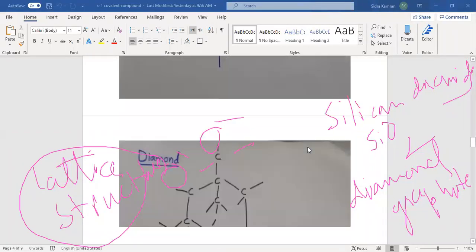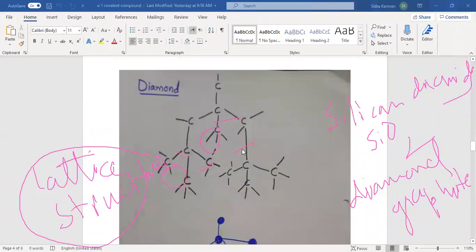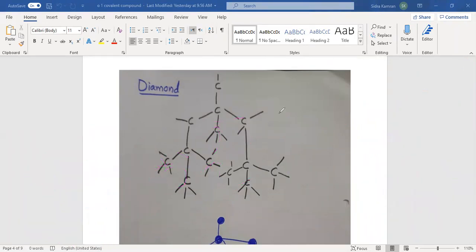Next, we have an example of diamond. Here you can see one carbon atom is attached to four other carbon atoms. This carbon atom is attached to four other carbon atoms, and this carbon atom is again attached to four other carbon atoms.